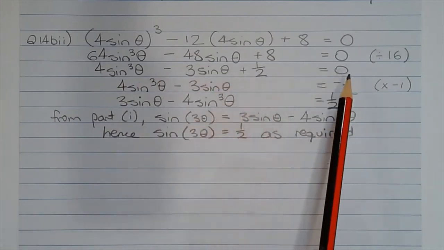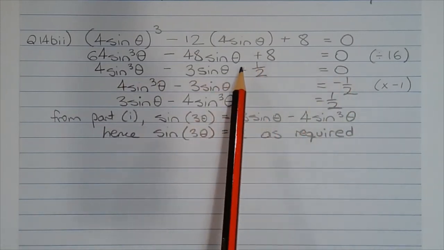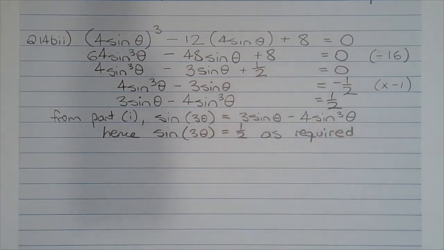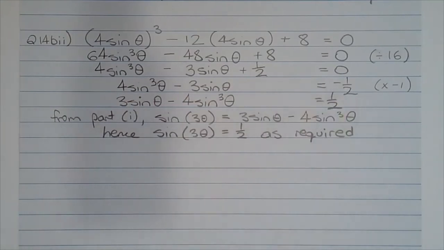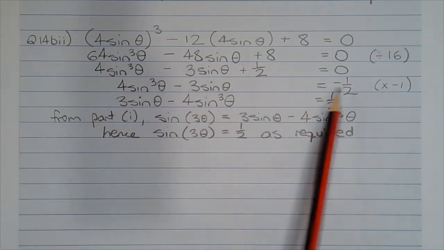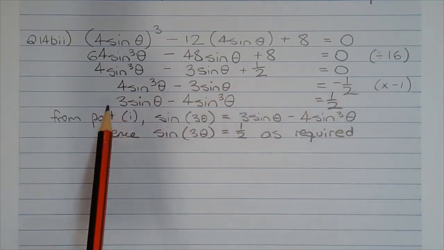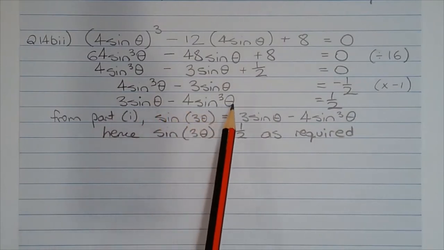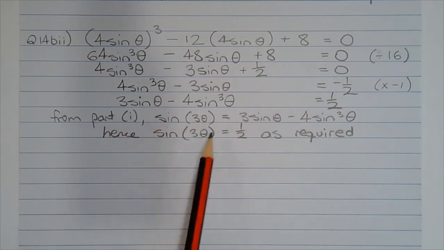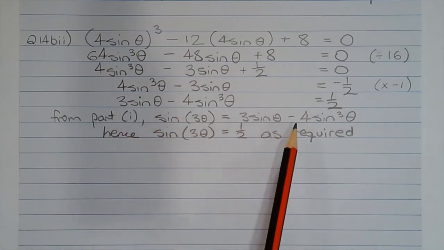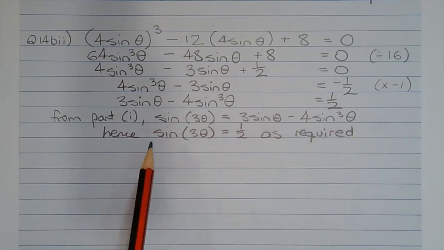Subtracting half from both sides, so effectively moving this positive half over to the right-hand side, so it becomes negative half, we get 4 sine cubed theta minus 3 sine theta is equal to negative half. Multiplying all the terms by negative 1, we get 3 sine theta minus 4 sine cubed theta equals half. And from part 1, sine 3 theta is equal to 3 sine theta minus 4 sine cubed theta, hence sine 3 theta equals half as required.